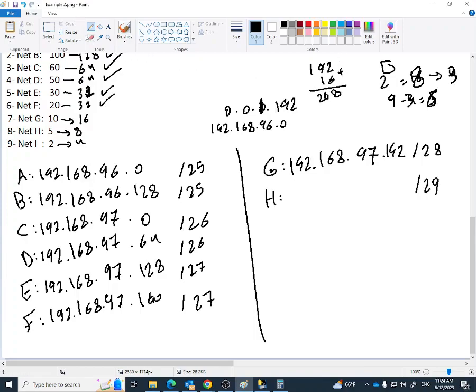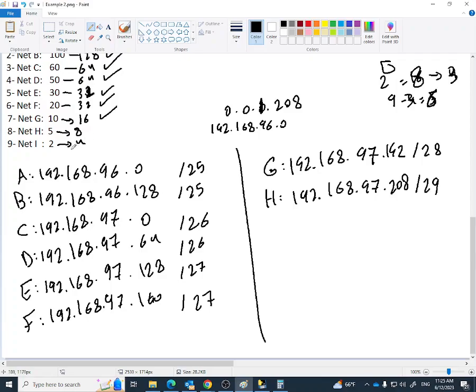Let me erase this. 208, and this is 192, 168, 97, 208, and I added 16, so I'm done.